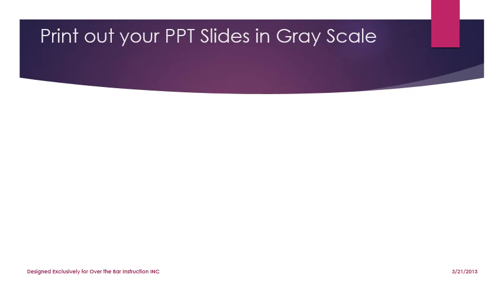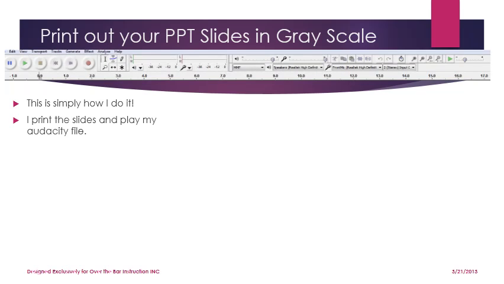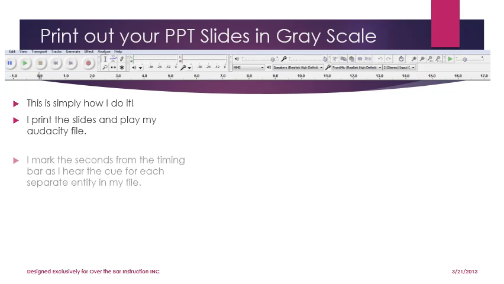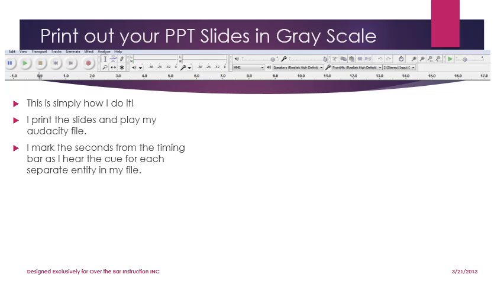First, I suggest you print out your slides in grayscale. If you're savvy with other methods, feel free to use those and save your ink. For now, I print mine out and then play my audio files from Audacity while I have a pen in hand. Remember that timing bar I mentioned in the last training? The one that looked like a ruler bar but measured time in seconds instead of spaces on a word processor? Keep your eyes peeled on that bar as the audio scrolls.